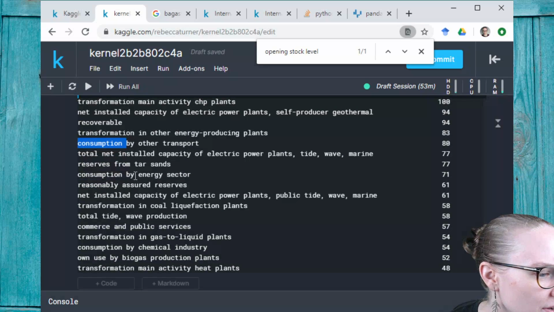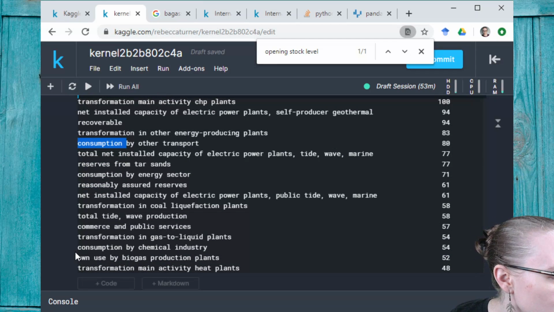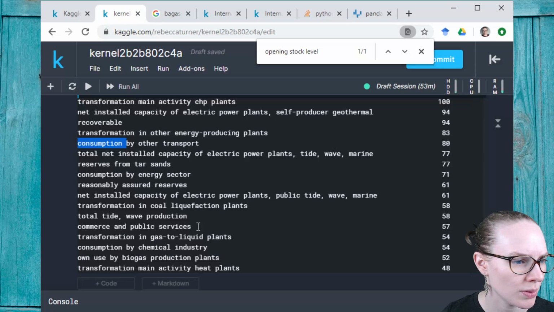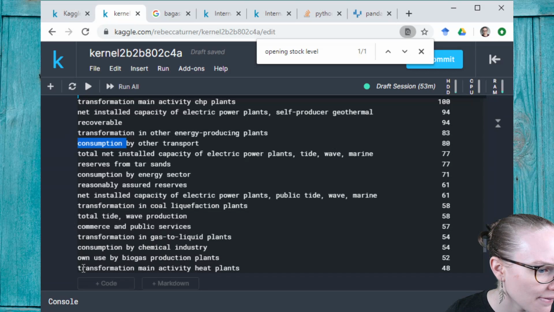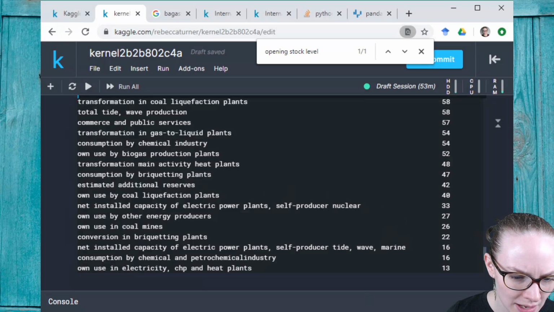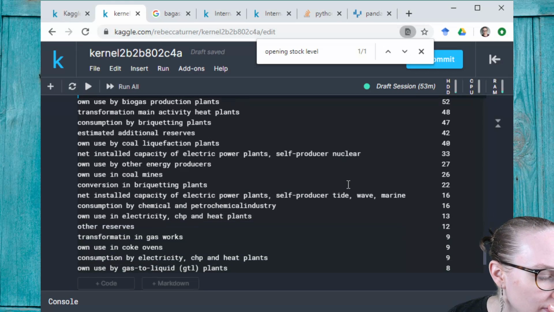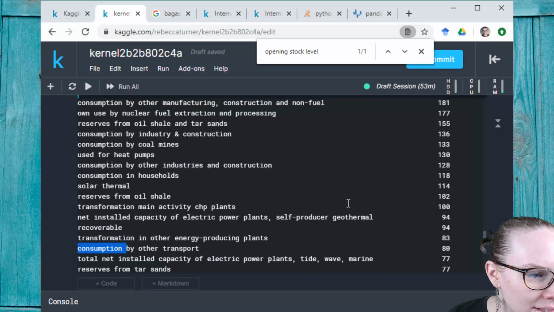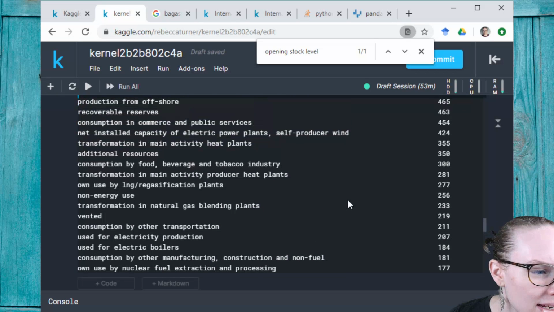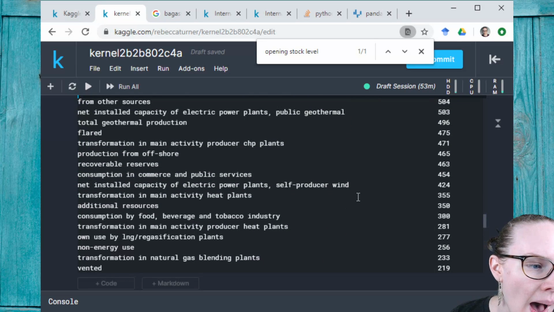Did we see consumption down here spelled differently? Consumption. Okay, no, that's the same both places. Consumption. All right, that looks the same. I don't see any other obvious errors.